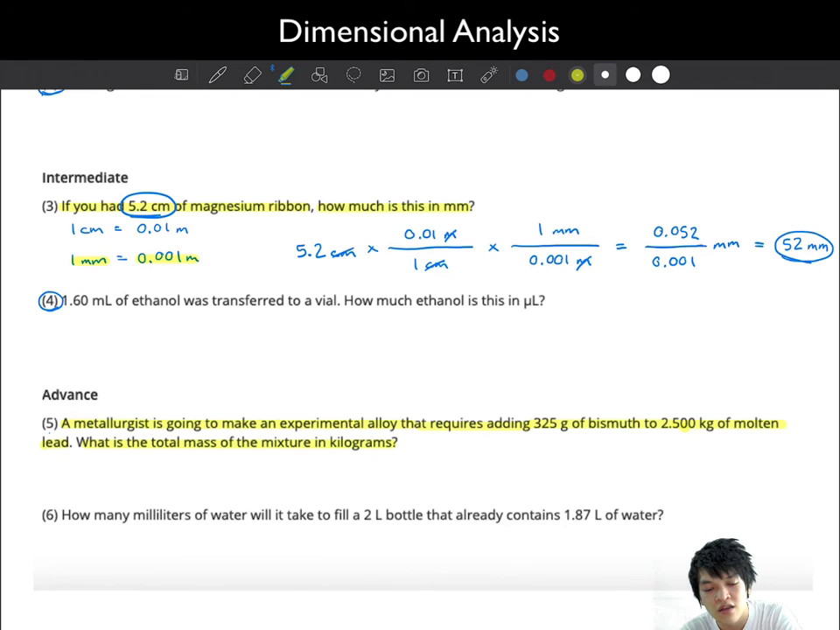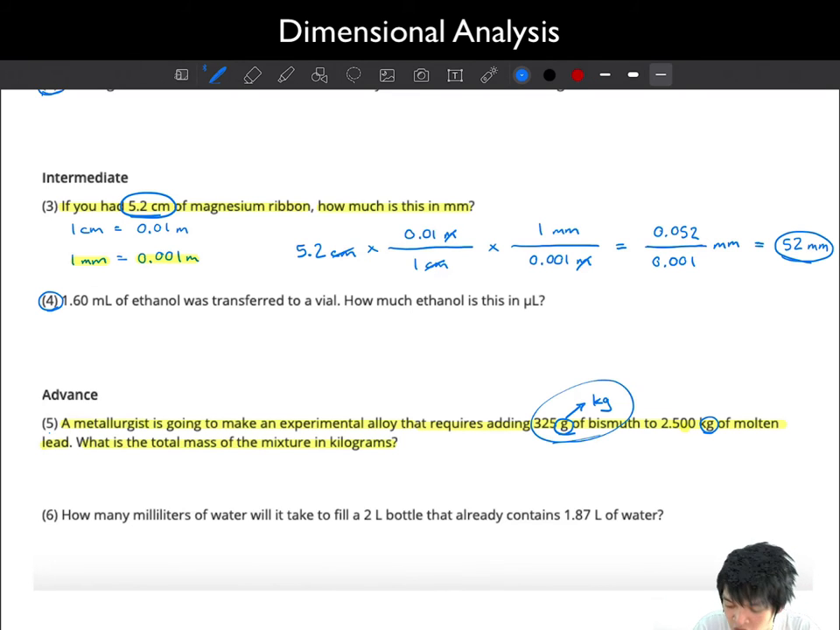So we know that we need to add the 2 substances together, but it has to be in kilograms. So the one that is not in kilograms, this bismuth, we have to convert it to kilograms first, right? And then we can add it to the one that's already in kilograms so that we can get the total mass. So do this first, convert the grams to kilograms, and then add it to the kilograms that we have right here. That's the plan. So the first one, we need to get 325 grams to kilograms.